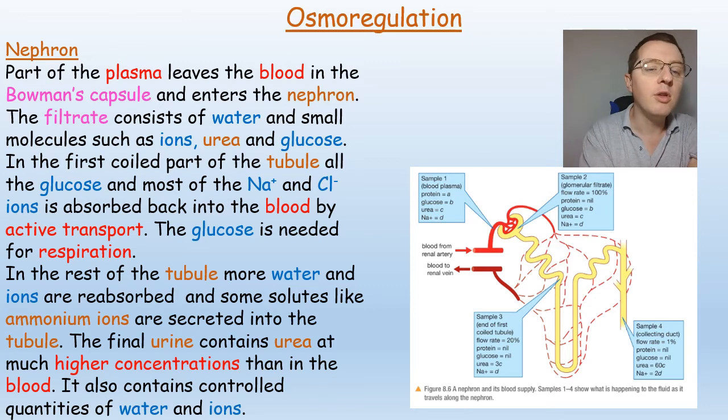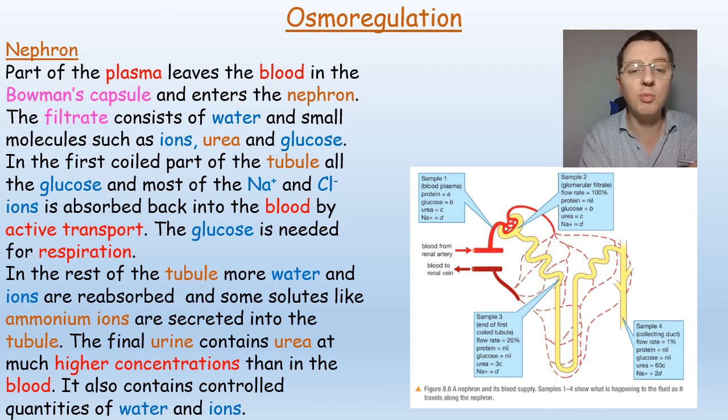So, in the nephron, part of the plasma will leave the blood in the Bowman's capsule and enter the nephron. The filtrate consists of water and molecules such as ions, urea and glucose. In the first coiled part of the tubule, all the glucose and most of the sodium and chlorine ions are absorbed back into the blood by active transport. The glucose is needed, of course, by cells in the body for respiration.